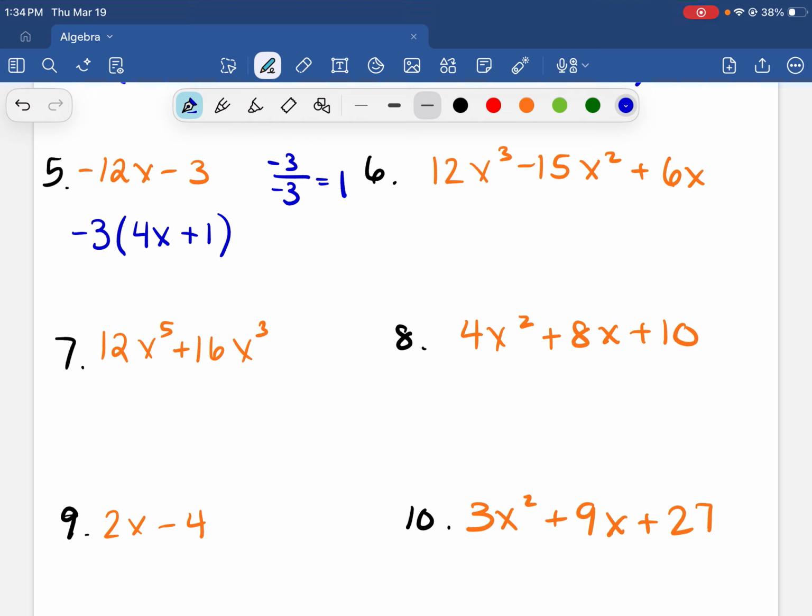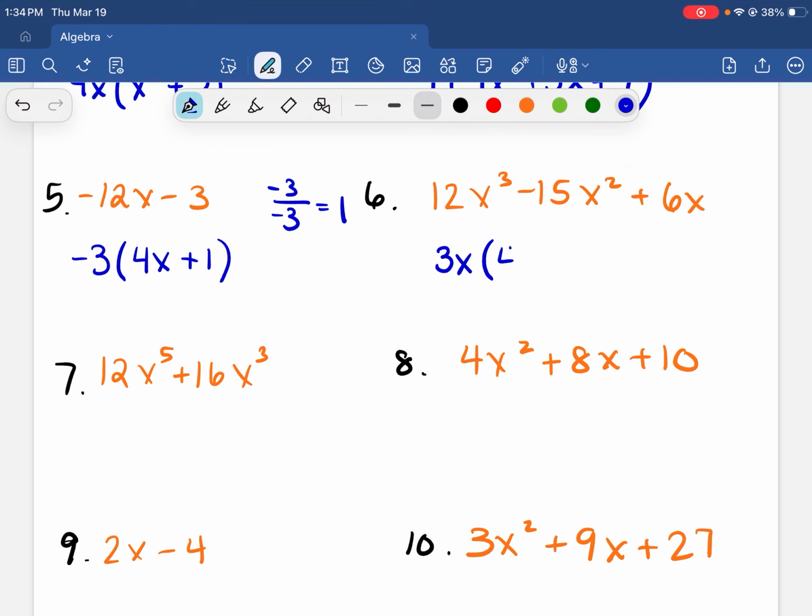Number 6 has a number in common, but also a variable, also an x. So 12, negative 15, and 6, those are all divisible by 1 and 3, so I'm going to factor out a 3. And they all have an x in common, so I'll pull out a 3x. 12 divided by 3 is 4. 1 less x than x cubed is x squared, or x to the 2nd power. Negative 15 divided by 3 is negative 5, with an x left over. And plus 6 divided by 3 is 2.